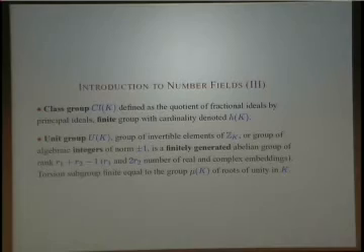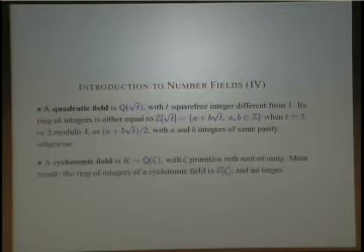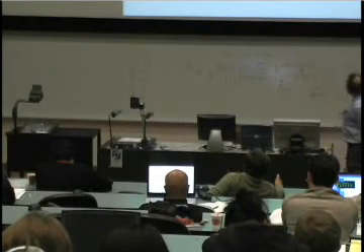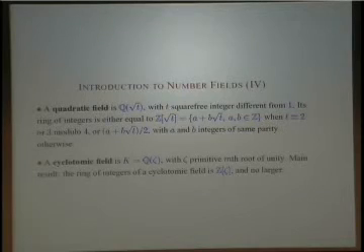By Dirichlet's theorem, again, it's a finitely generated abelian group whose rank is known: r1 plus r2 minus 1, where r1 and 2 r2 are the numbers of real and complex embeddings, and the torsion subgroup is finite and equal to the set of roots of unity of K. I think this is the last slide on introduction to number fields. A quadratic field is Q of square root of T. You can write T as a square-free integer different from 1.